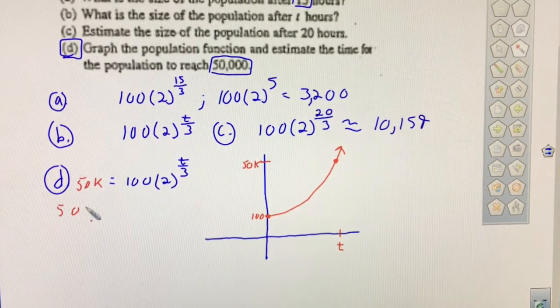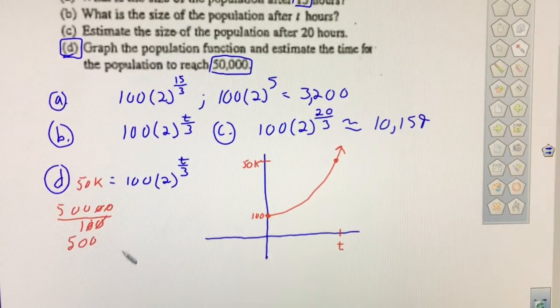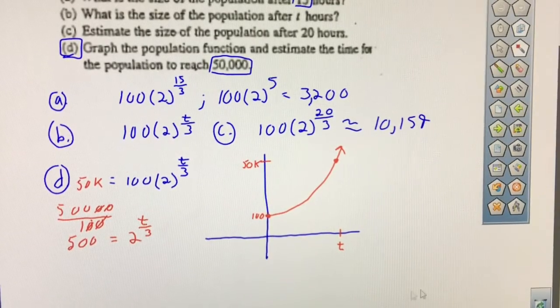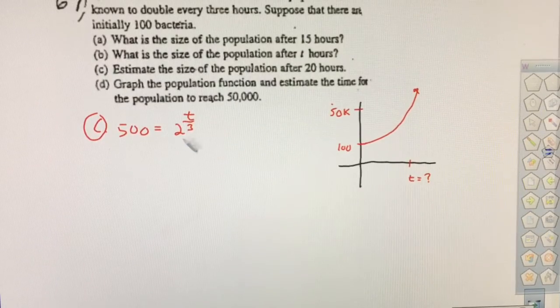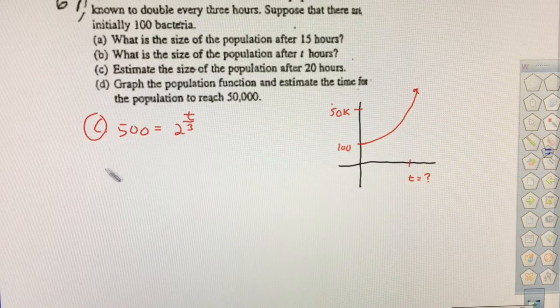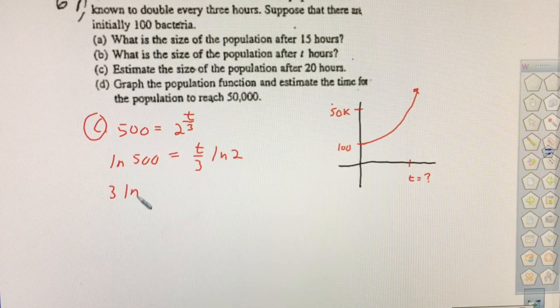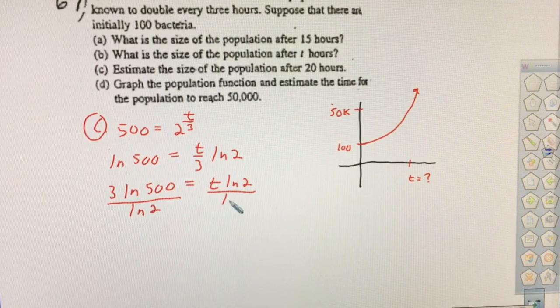So 50,000 divided by 100 is 500, equals 2 to the T over 3. And once I get it narrowed down to 500 equals 2 to the T over 3, I can ln both sides. That would give me ln 500 equals T over 3 ln 2. I'm solving it for T, so I'm going to multiply both sides by 3. So it'll be 3 ln 500. I could bring that up to the exponent, but I don't have to, equals T ln 2. So I'm going to divide both sides by ln 2. And that'll tell me exactly how long it takes for this to equal 50,000.